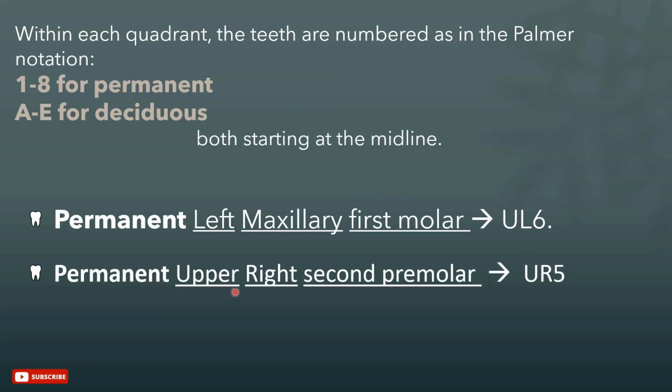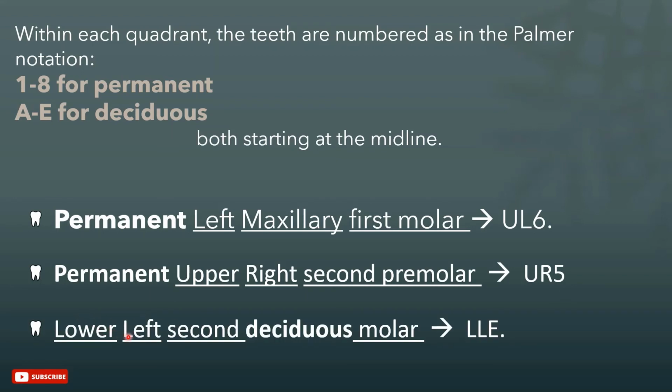Permanent upper right, second premolar. Permanent, so you're going to use numbers, not letters. Upper right, UR. Second premolar is tooth number 5 from the midline, so it's UR5.